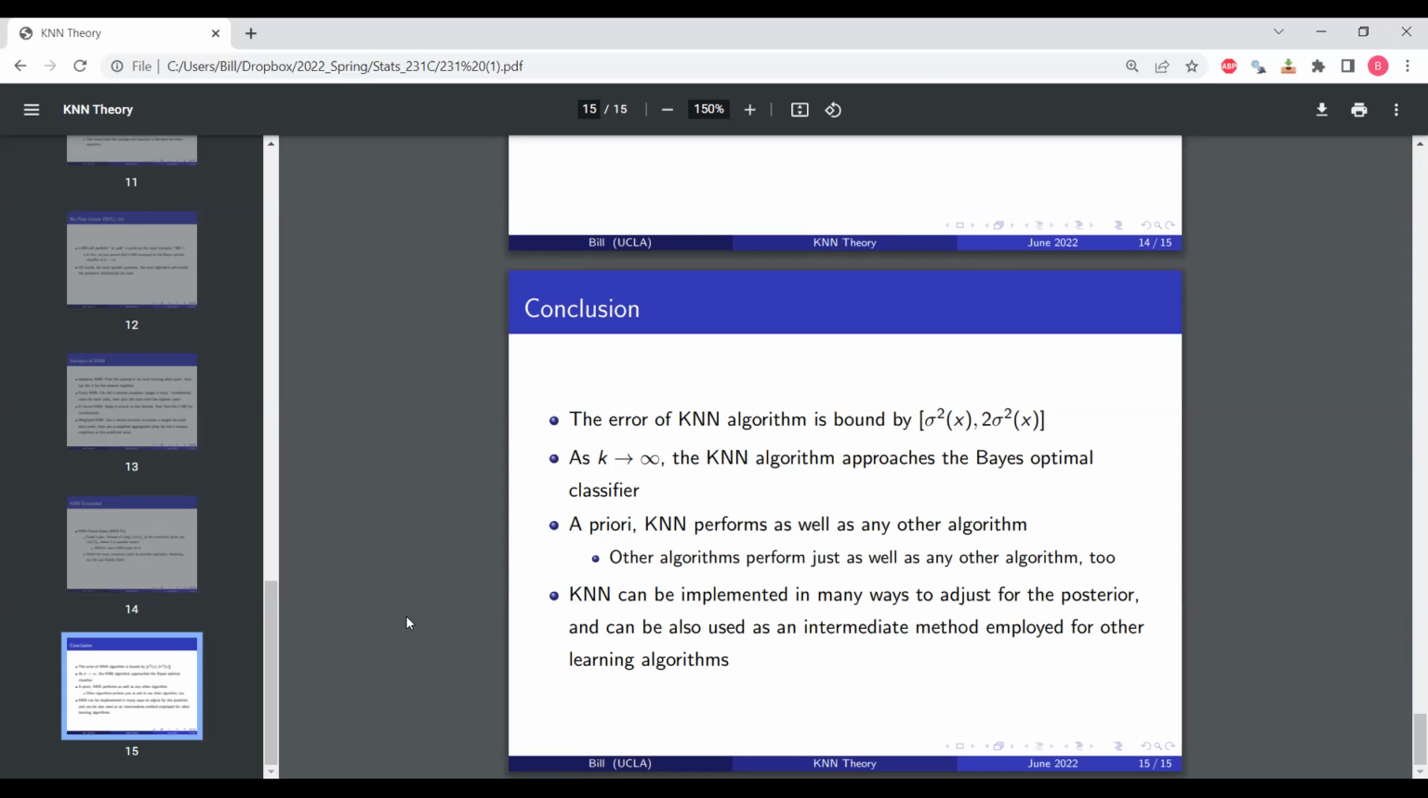I showed how a priori KNN will perform just as well as any other algorithm. However, note that in practice this is not the case because we're not talking about the average cost anymore. We're talking about specific cost for a specific question. And I also briefly mentioned ways where we can change the implementation of the KNN algorithm into other ways, to better serve the question that we have.